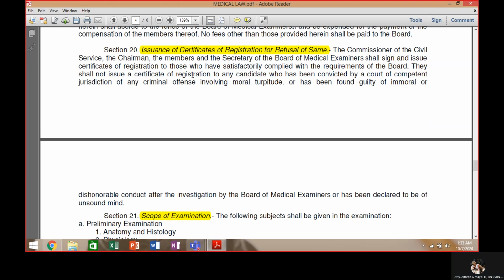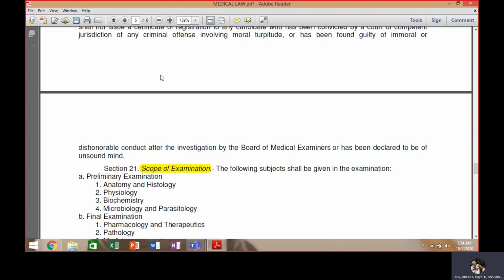Section 20. Issuance of certificates of registration or refusal of the same. Okay, or refusal of the same. So, the Commissioner of the Civil Service, the Chairman, the members, and Secretary of the Board of Medical Examiners shall sign and issue the certificate of registration to those who have satisfactorily complied with the requirements of the board. They shall not issue a certificate of registration to any candidate who has been convicted by a court of competent jurisdiction of any criminal offense involving moral turpitude or has been found guilty of immoral or dishonorable conduct after the investigation by the board of the medical examiners or has been declared to be of unsound mind.